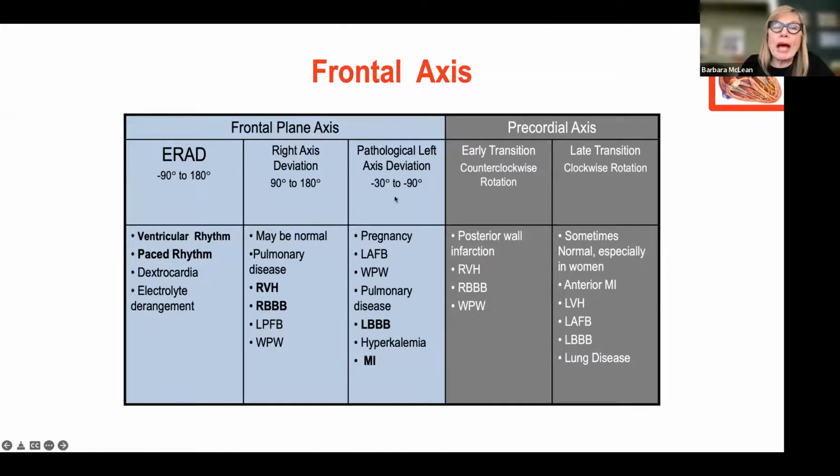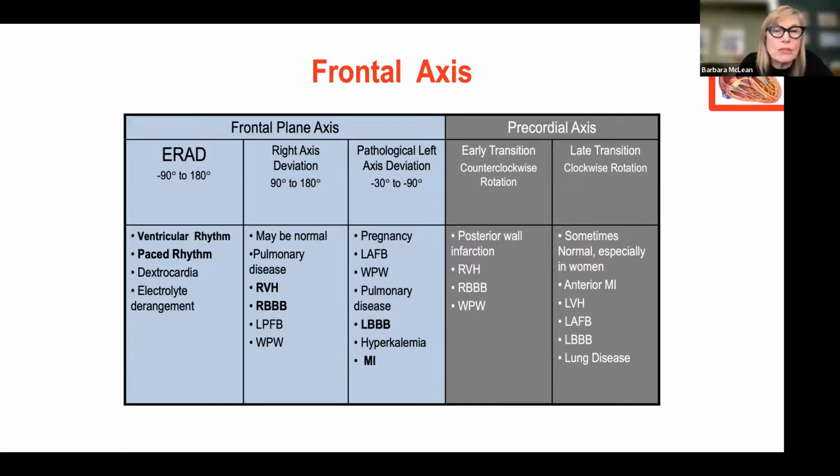With a left axis deviation, we can see that in pregnancy, and that's because of movement of the heart. As the abdomen engorges and the diaphragm lifts up, the heart shifts, so the apex is pointing more to the left side than it is to the foot side. It's not an electrophysiologic abnormality. It's a shift in the heart because of the accommodation of space from the fetus.